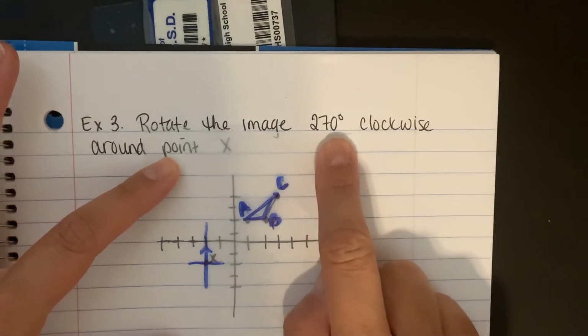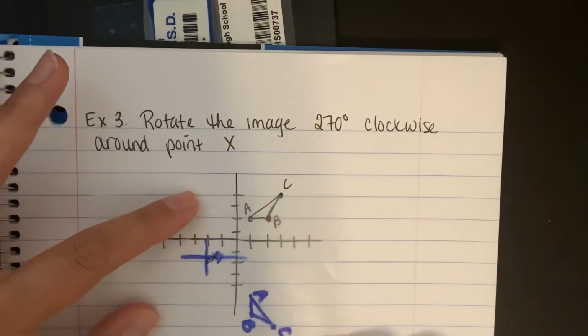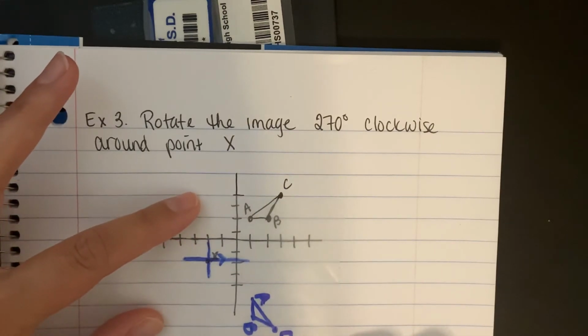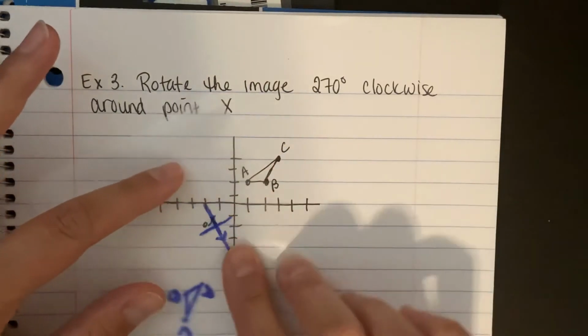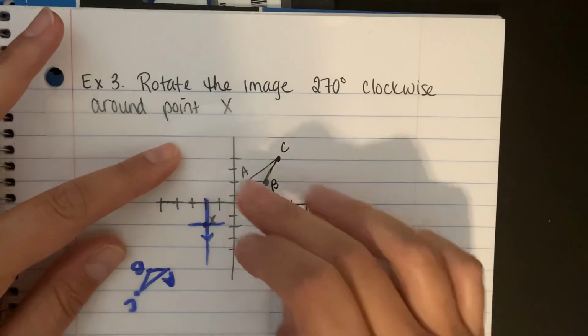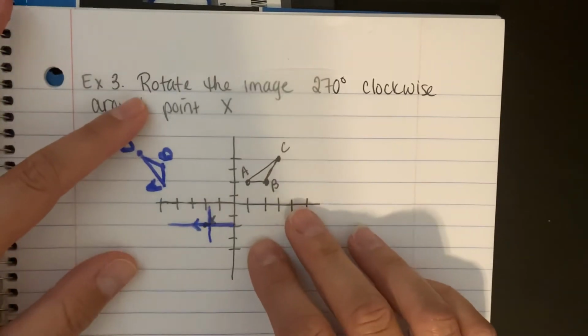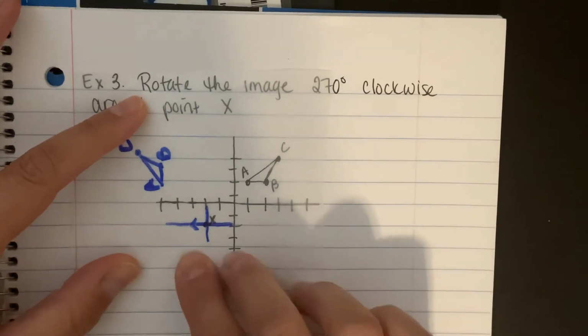So we are going to turn it 270 degrees clockwise, which means I'm going to go to the right. I would line it up just like that, 90 would be down here, 180 would be right there, and then 270 is going to be right here. All right.